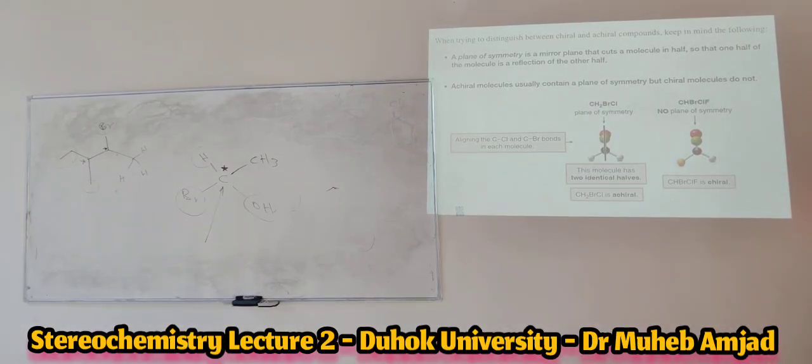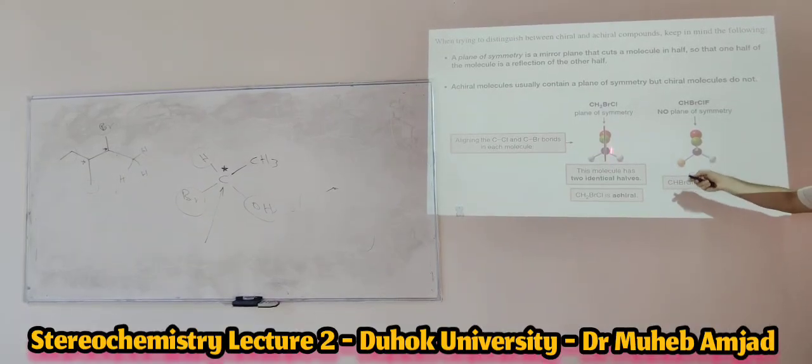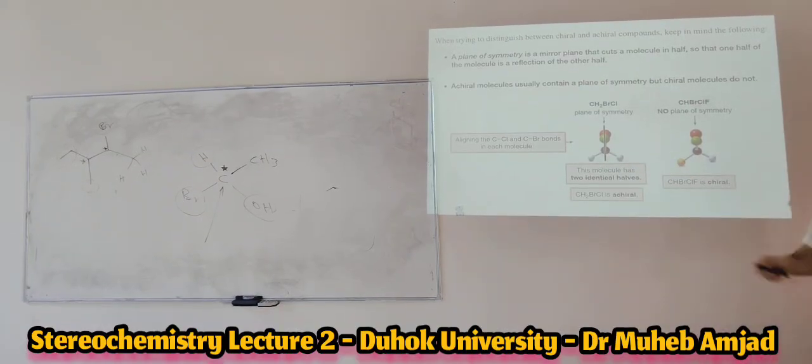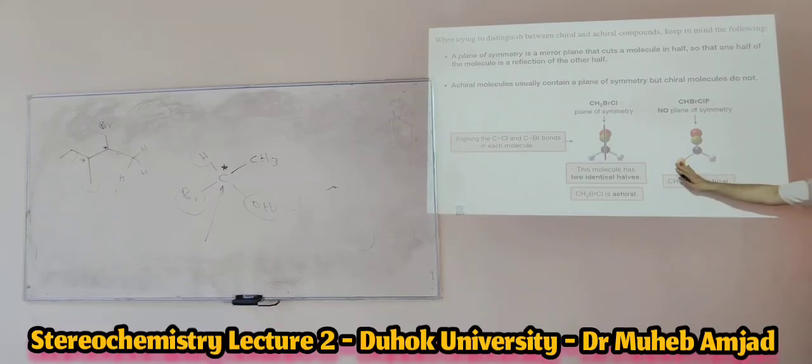So, here, two examples. Look, this is a plane of symmetry here. Okay, this part is equal to this part. That means this molecule has a plane of symmetry. And this molecule, with 4 different groups, is impossible to have a plane of symmetry. That means if you put the plane of symmetry here, this part is not equal to this part. That means there is no plane of symmetry.